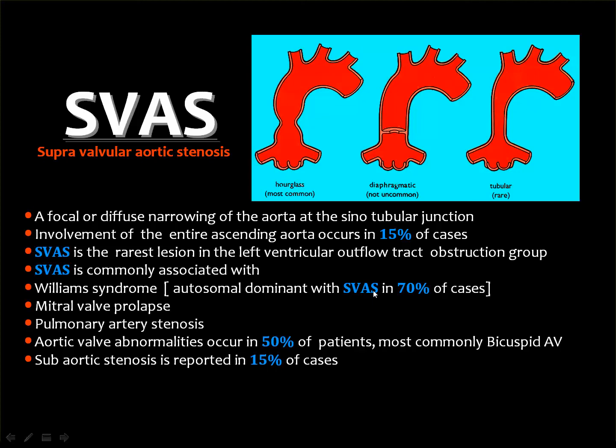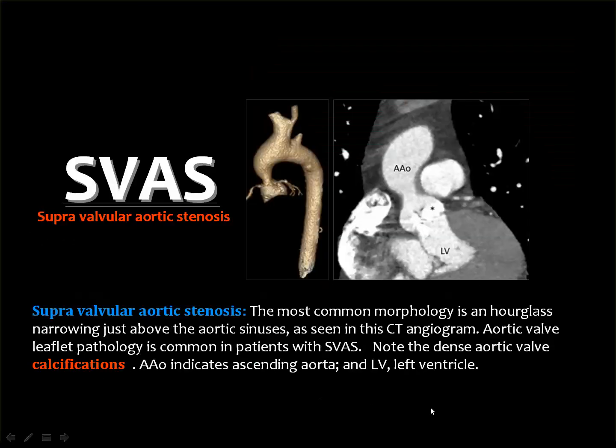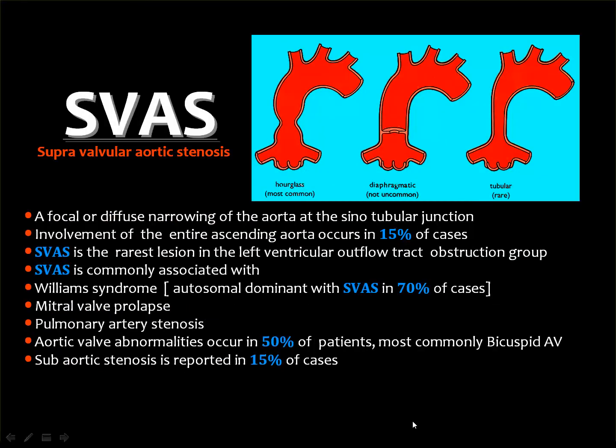I have mentioned before the Williams syndrome, which is associated with this type of aortic stenosis. Also, you may get abnormalities in the mitral valve. Aortic valve abnormalities occur in 50% of patients, most commonly the bicuspid aortic valve. Subaortic stenosis is seen in about 15% of the cases. Then valvular stenosis 70%, supravalvular stenosis 30%, and subaortic stenosis 10%, 15%.